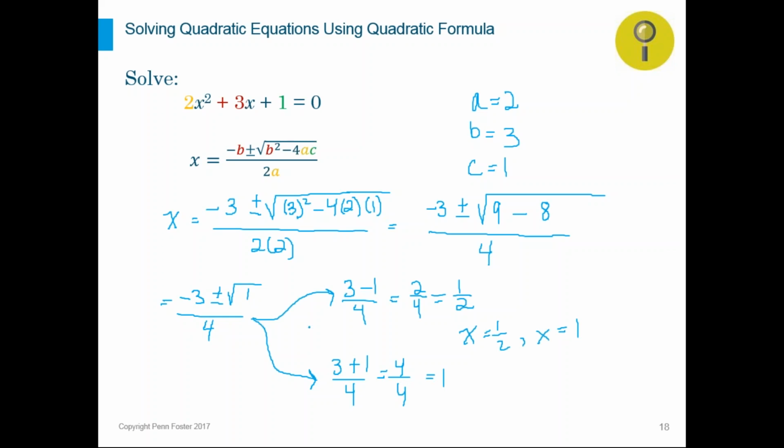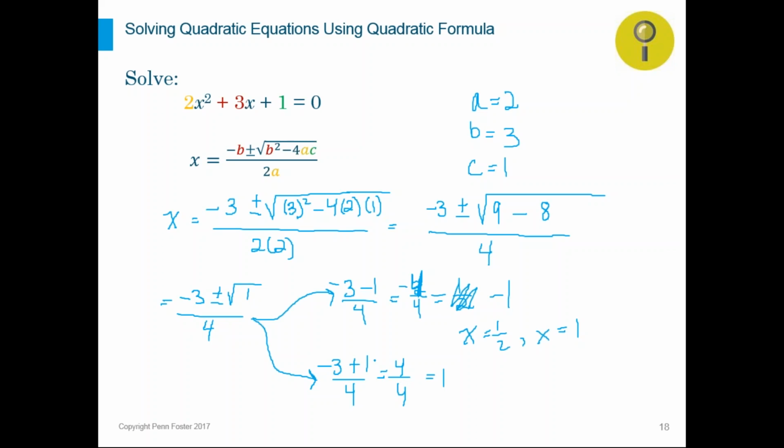Okay, I see something I didn't do right. It's a negative 3. So negative 3 minus 1 is, I'm sorry, negative 4 here. I'm going to rewrite that. So negative 3 minus 1 is a negative 4. Negative 4 over 4 is a negative 1. Okay, let's redo the second option.